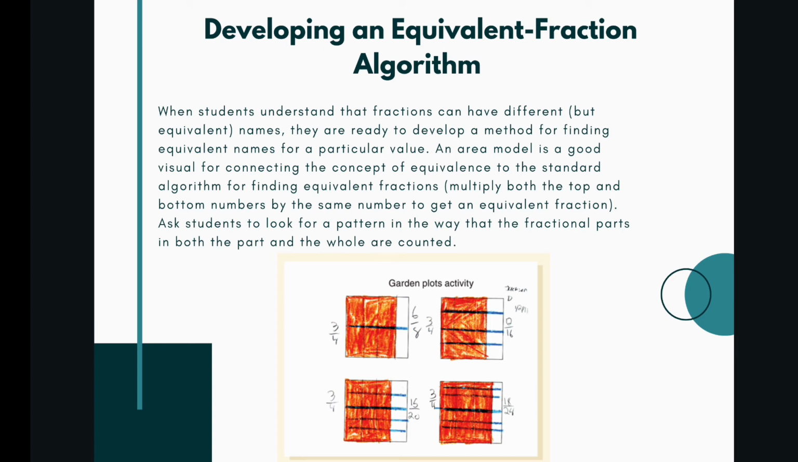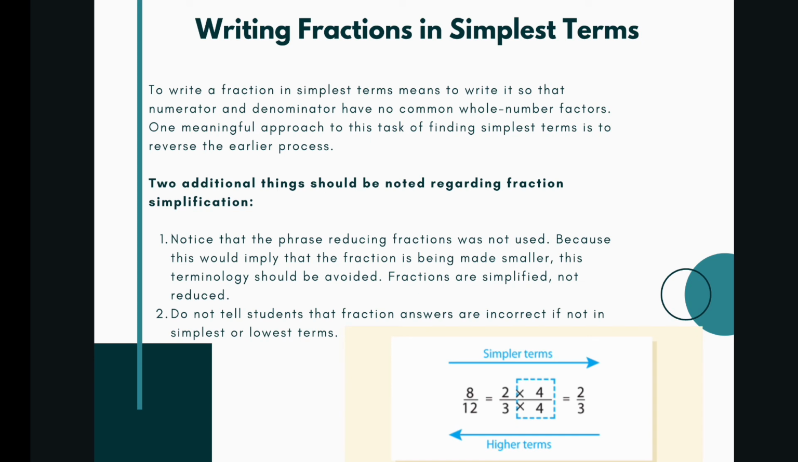For each newly divided garden, ask students to record what fraction of the garden is corn using a table, equations, or even both. Writing fractions in simplest terms. To write a fraction in simplest terms means to write it so that the numerator and denominator have no common whole number factors. One meaningful approach to this task of finding simplest terms is to reverse the earlier process, as illustrated on the picture down below.